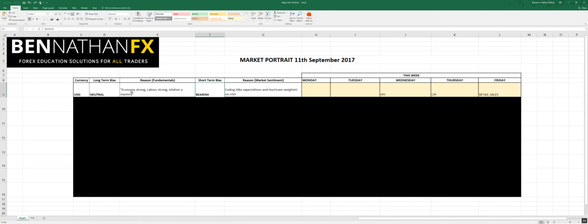Those fading hike expectations, also the hurricane, it's all weighing on the US dollar and causing a little bit of trouble for the currency at the moment. In terms of news, we've got a fairly busy week with several key inflation-based readings coming out. We've got Wednesday's PPI, Thursday's CPI, and Friday's retail sales figures all hitting the US dollar.